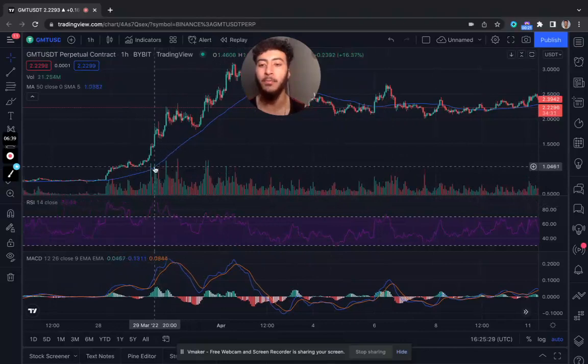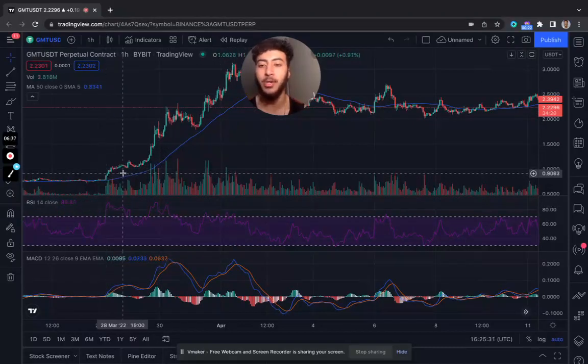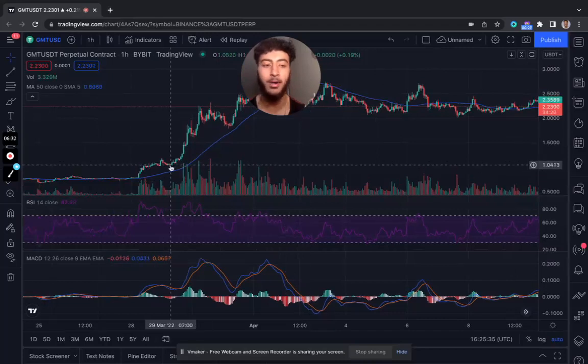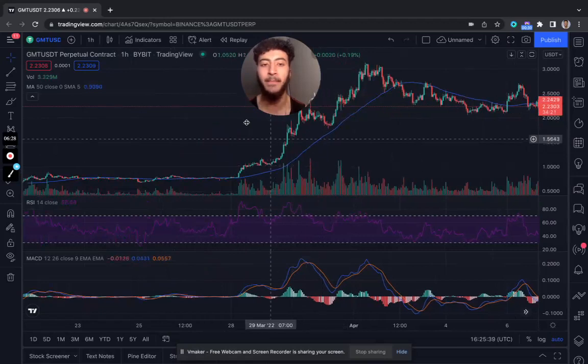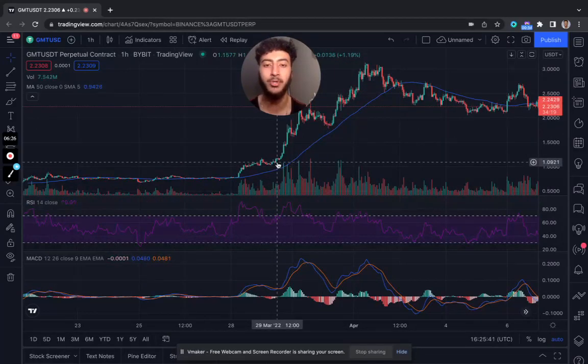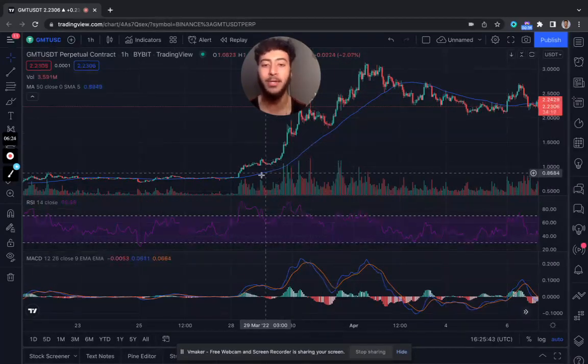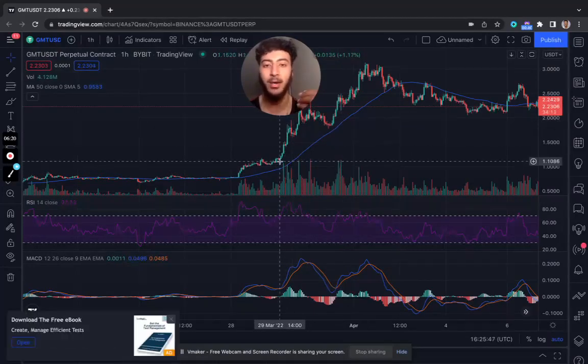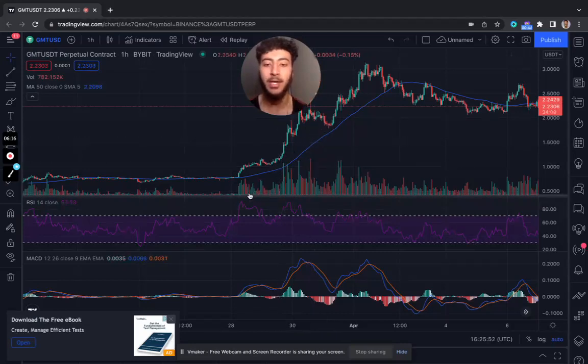So we know that on March 29th, we saw this big rally here. Okay, so we were at about 1.04, and we see this big imbalance here that occurred. Okay, so we see a lot of bullish momentum happening. We were overall, you can see the 50 MA, we were far away from it. Okay, indicating this trend was very important and was very strong. We see a lot of volume coming in as well.